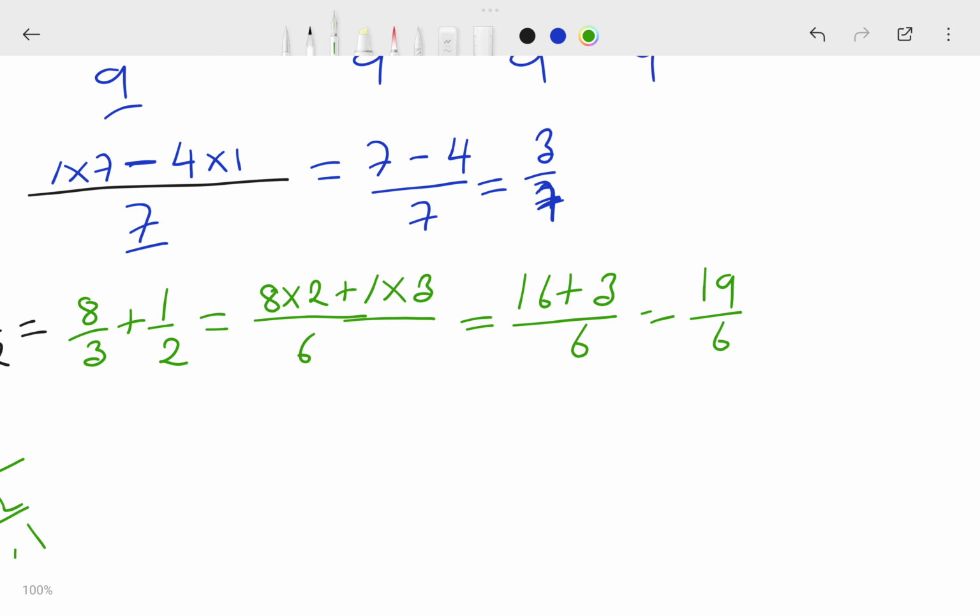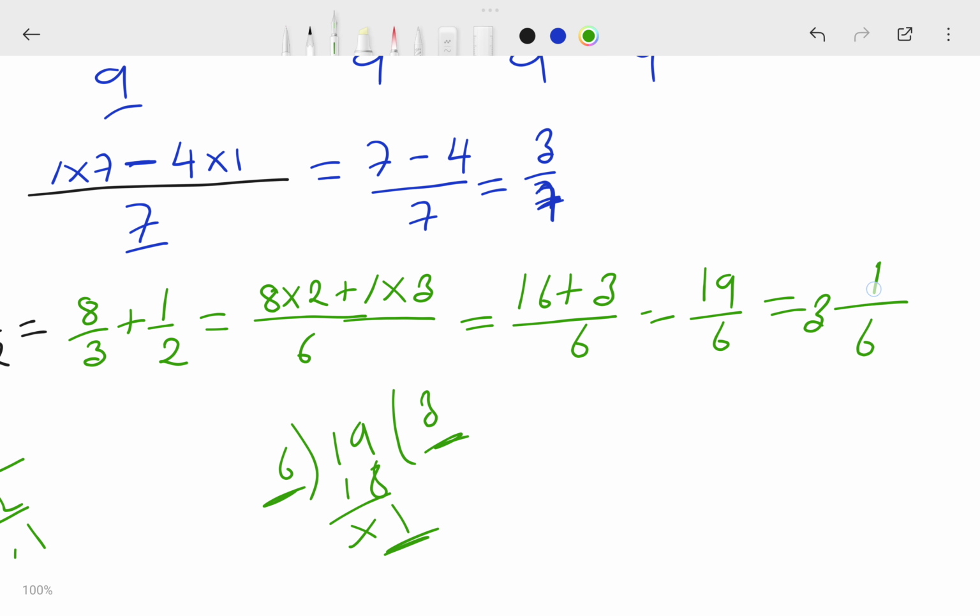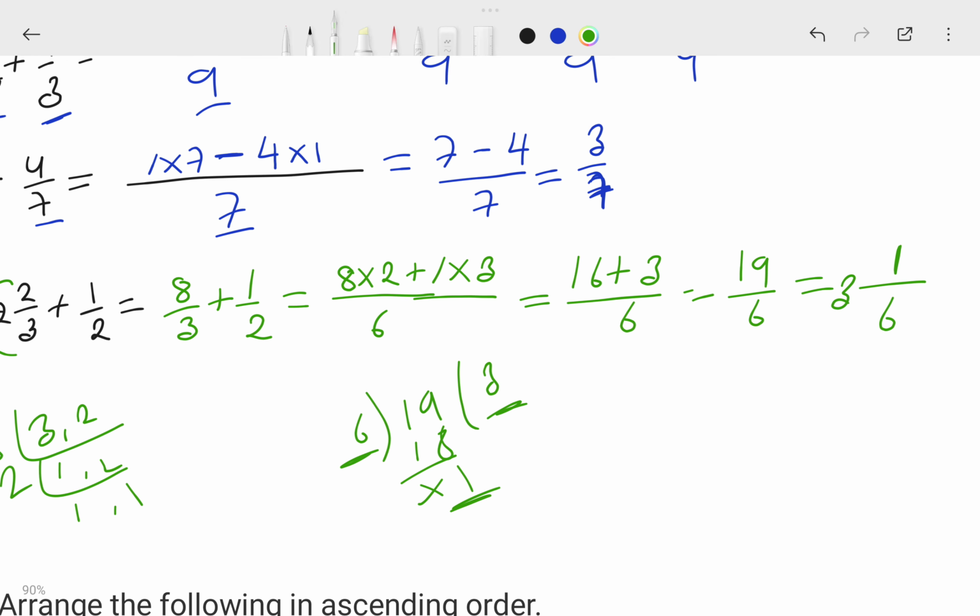Now we have to convert this into a mixed fraction, so we can convert. Okay, 6 3s are 18, cross 1 is left, so we will write first this one. So first this one, then here we will write this, here we will write this. So this is our answer.